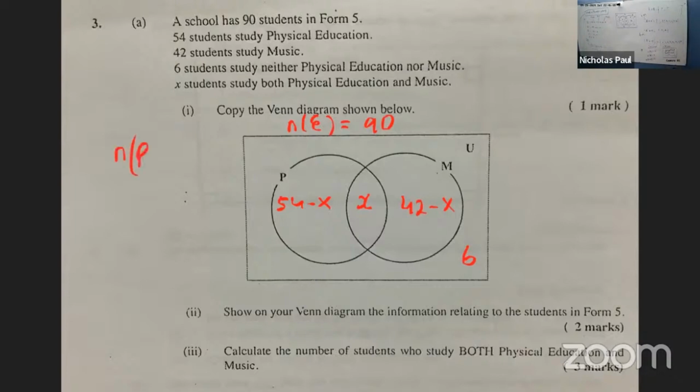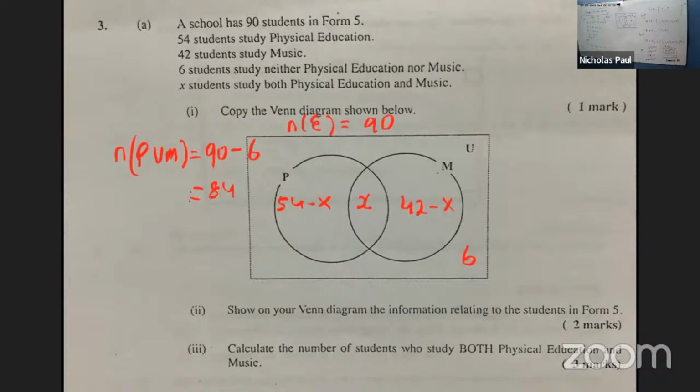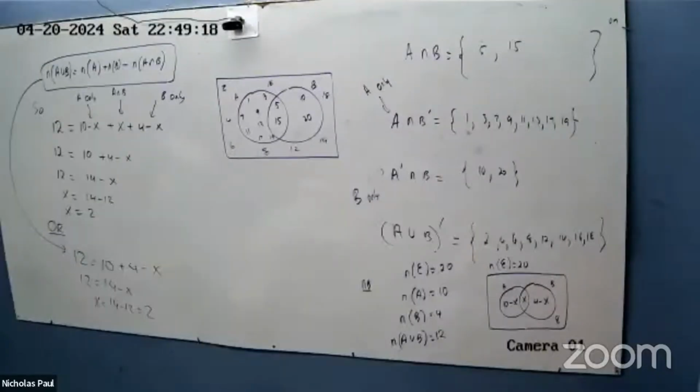In order for us to get the union, P union M, all we have to do is take the universal set and minus the complement of the union. So it means that there are 84 people in the union. Okay, so what do we have? We have 84. I'm using the formula now. The number in physical education is 54, the number in music is 42, and then minus X. X is equal to what? 96 minus 84, and that is 12. Right, next one.